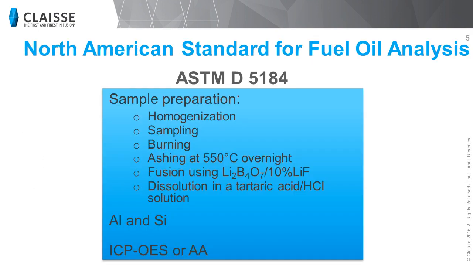Different standard test methods are proposed for fuel oil analysis. In North America, the reference is mainly ASTM D5184, the standard test methods for determination of aluminum and silicon in fuel oils by ashing, fusion, and inductively coupled plasma atomic emission spectrometry or atomic absorption spectrometry. This standard test method proposes to ash the sample to get rid of the organic matter first. Then, in order to dissolve the inorganic material, either use manual borate fusion with a mixture of 90% lithium tetraborate and 10% lithium fluoride flux, or use acid digestion with a solution of perchloric acid and tartaric acid.